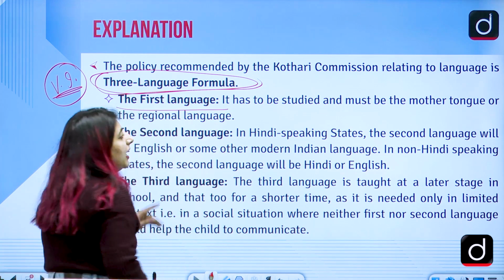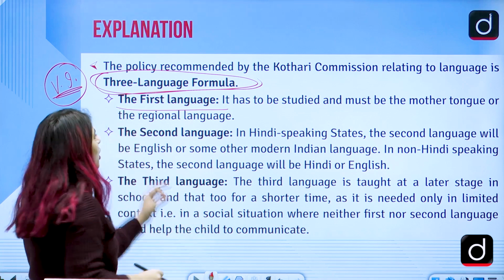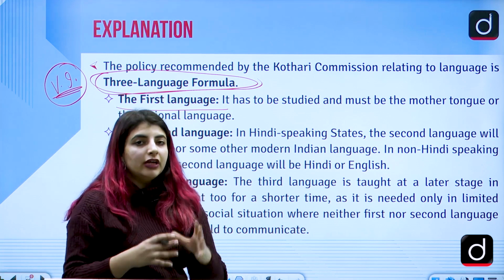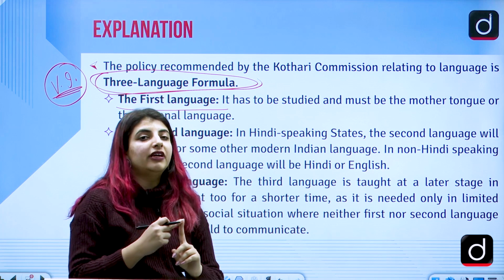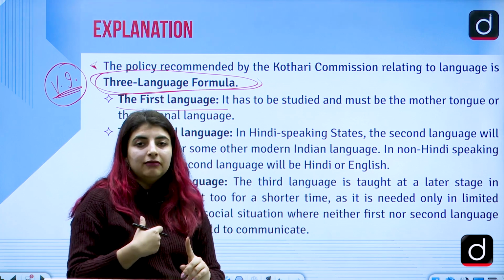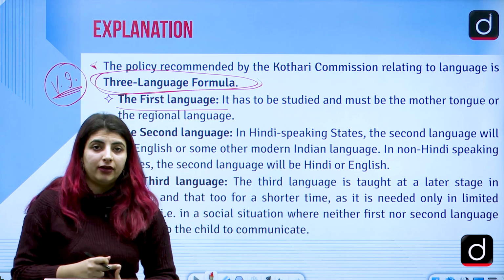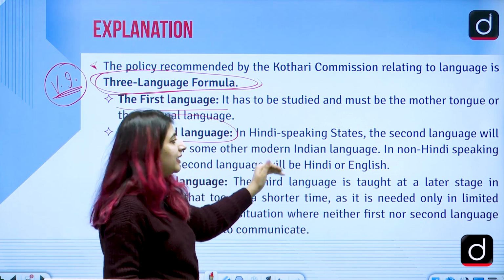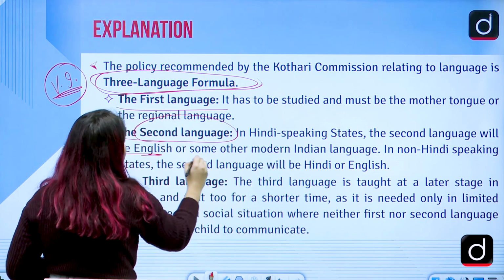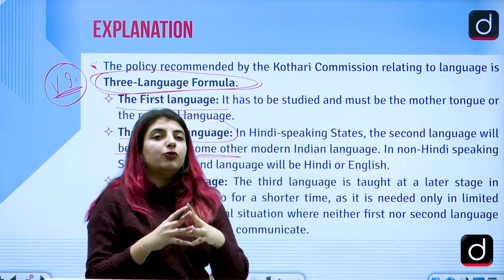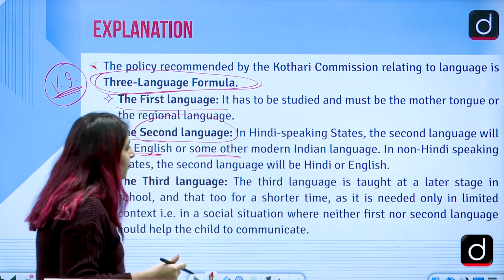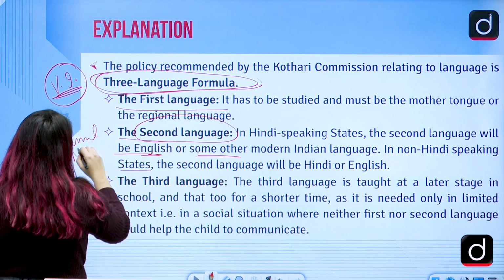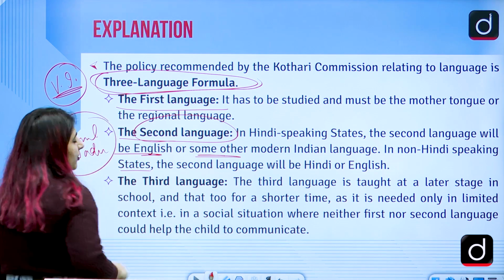The first language has to be studied and must be the mother tongue or the regional language. For instance, I have my mother tongue as Punjabi, right? So for every student who will be getting education, the first language should be given the priority. For instance, in my case, Punjabi should be something that I should be knowing, correct? If we talk about the second language, in Hindi speaking states, the second language will be English or some other modern Indian language, right? Which will be there for the vocational parts as well. In non-Hindi speaking states, for instance, Tamil Nadu, Kerala, etc., the second language will be Hindi or English, correct?